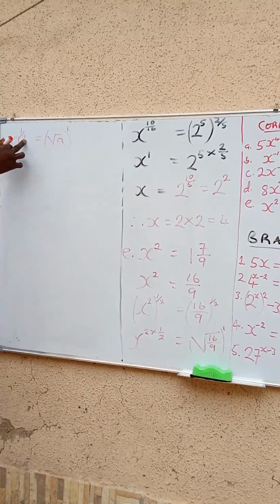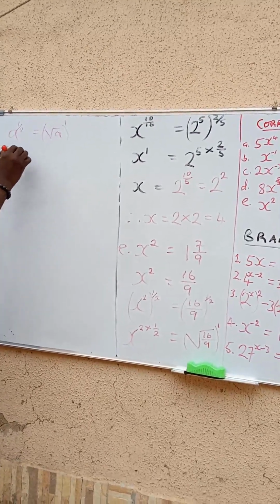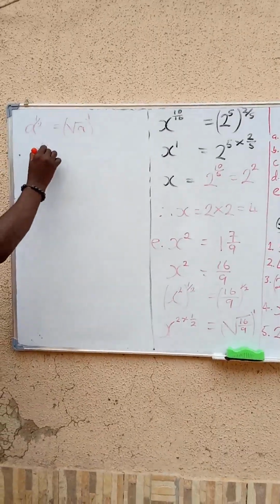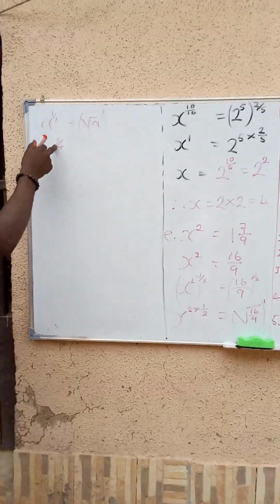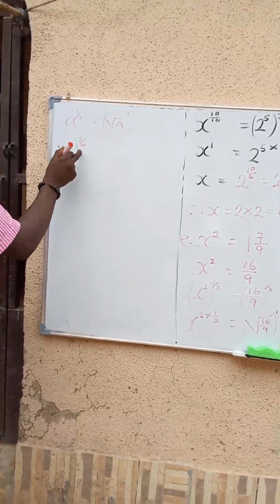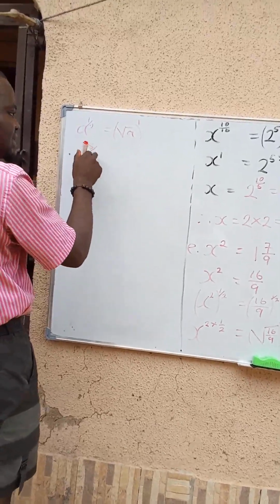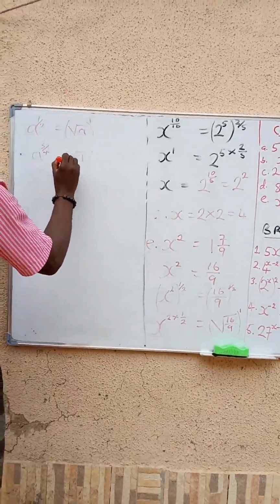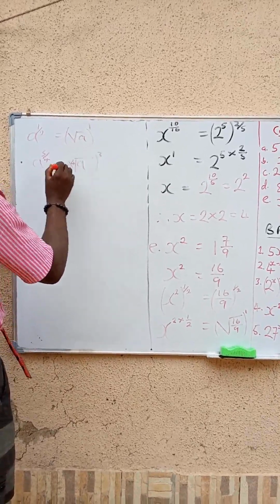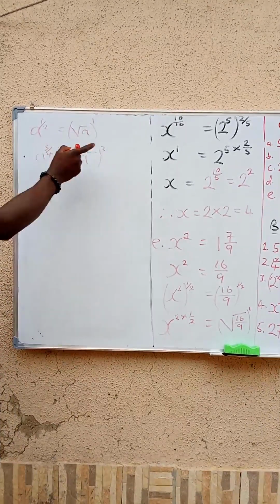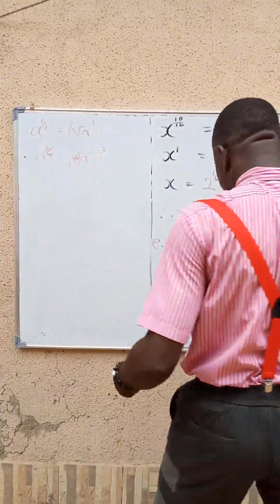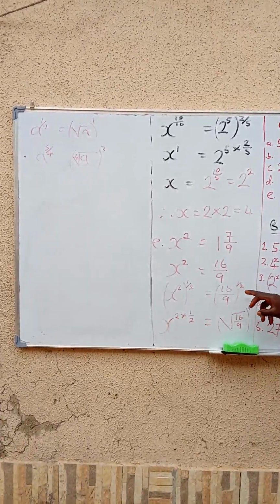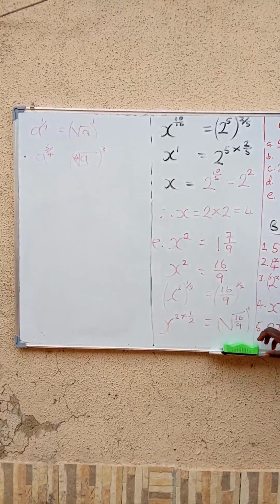The down one serves as the root. We said that if you have a raised to the power of 3 over 4, the down one always serves as the root, that is the fractional law. It will be the 4th root of a, raised to the power of 3. The numerator always serves as the power. So that's what I did here. 1 over 2: this one is the power, and this 2 serves as the square root.